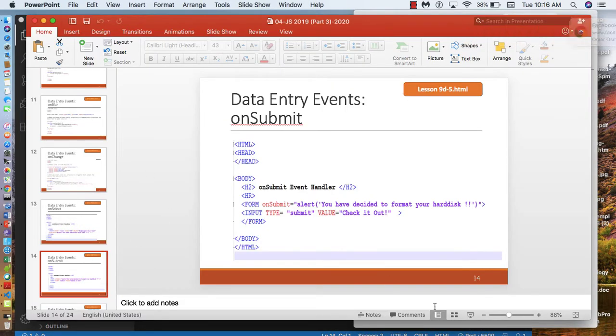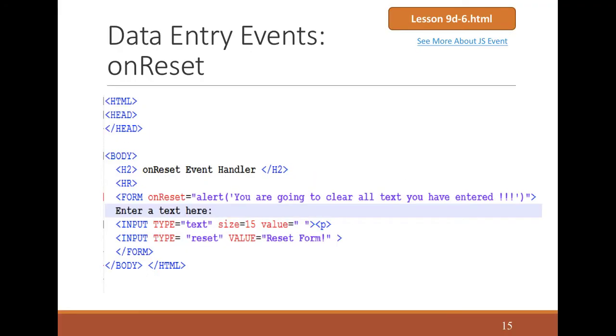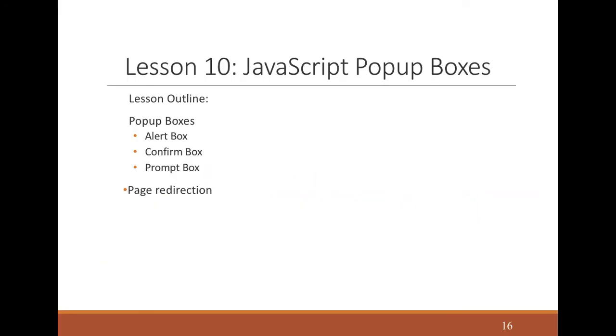Okay. Next, we move to different ones. Quite simple as well. JavaScript box, JavaScript pop-up box. Okay. JavaScript pop-up box have three different things. Number one is alert box, number two is confirm box, and number three is prompt box. So this is about pop-up boxes, and then for JavaScript pop-up box also we have an additional lesson which is page redirection. This is quite interesting.